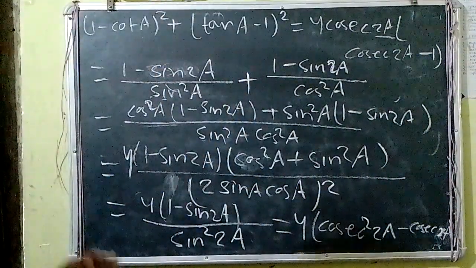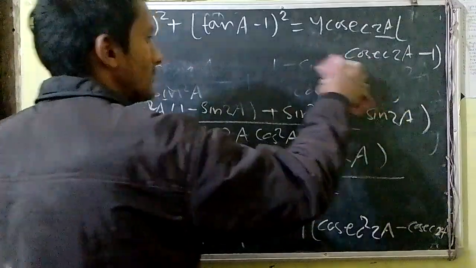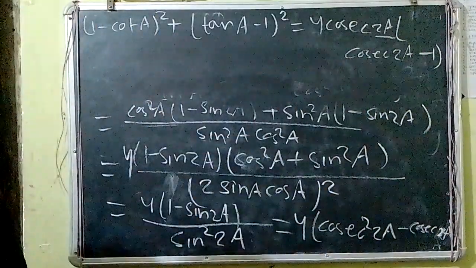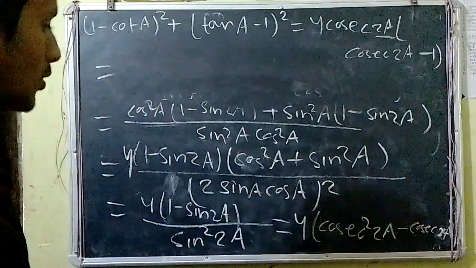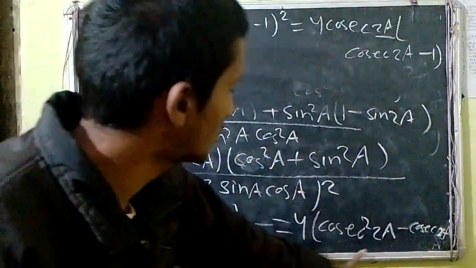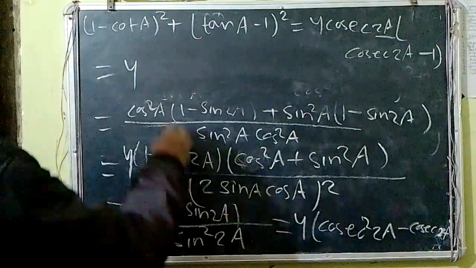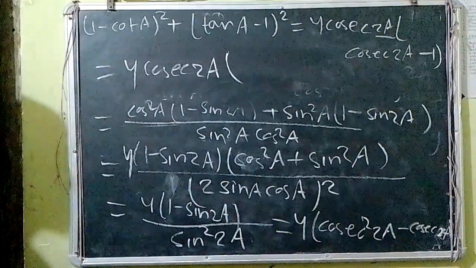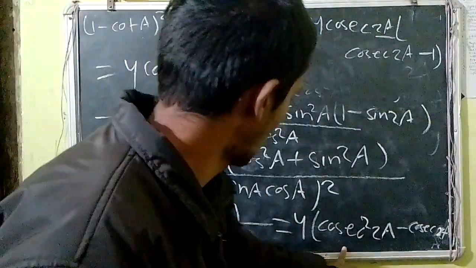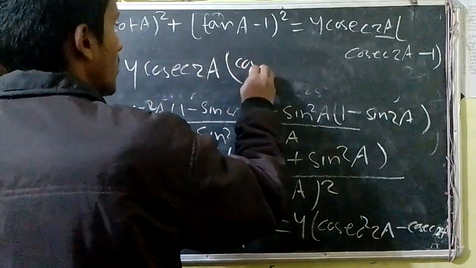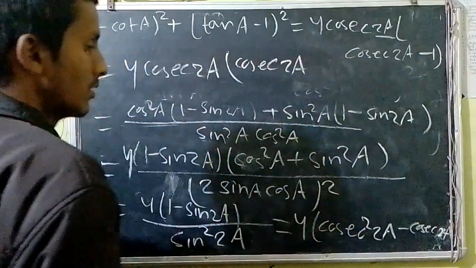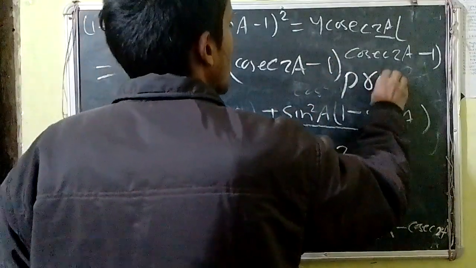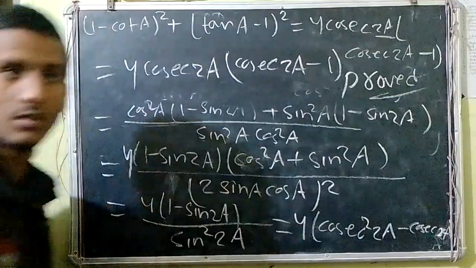Now, okay, I can wipe this up. And then this will be 4 cosecant 2a, and cosecant 2a is there. So I can factor something out. What can I factor out? Cosecant 2a. Go ahead. Cosecant 2a. What will be left here? Minus 1. And this is the thing that I wanted. So we have our guy proved. Right?